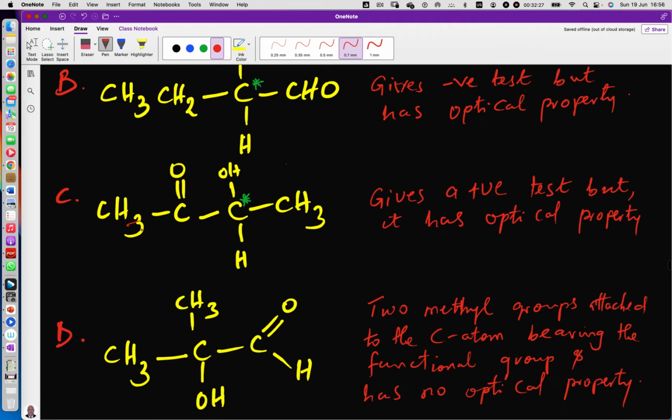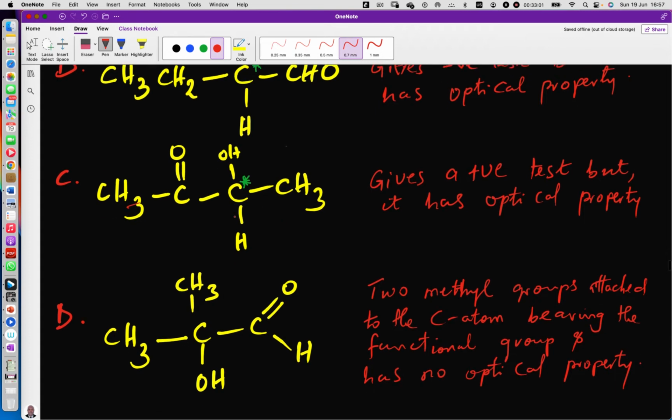C will give a positive test because C has a methyl group attached to the carbon that has a functional group. But we need the one that has no optical activity, and C has optical activity because it has a carbon atom attached to 4 different groups: OH, CH3, H, and this other group. All these we consider as different groups under the carbon.